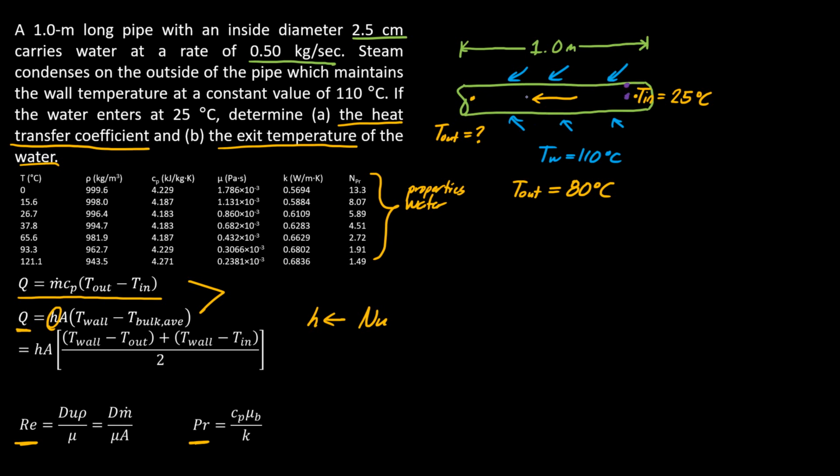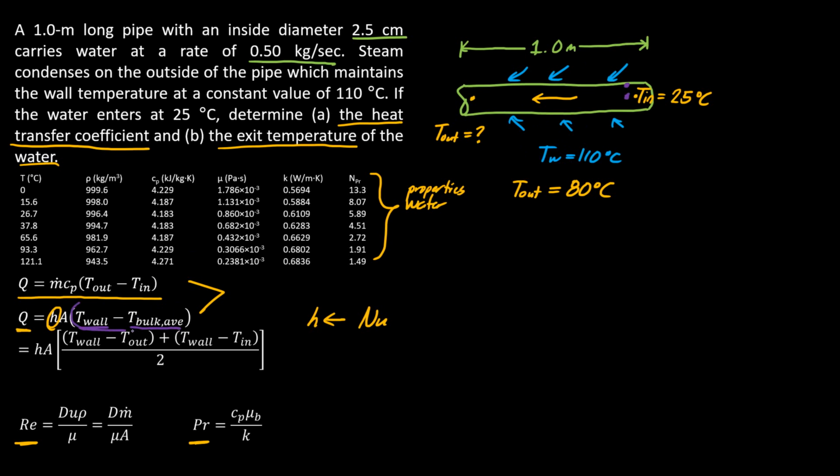But the problem is the temperature of the water changes as it progresses from right to left, from the entering to the exiting. So that's why here the wall temperature is constant. We assume it to be constant because of the condensing steam. The condensation happens at a single temperature, and for the bulk fluid, we consider the average.